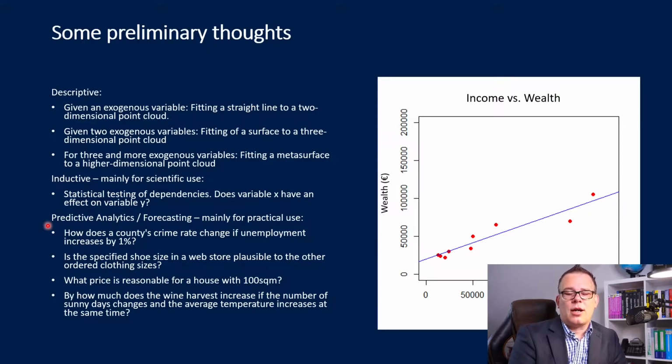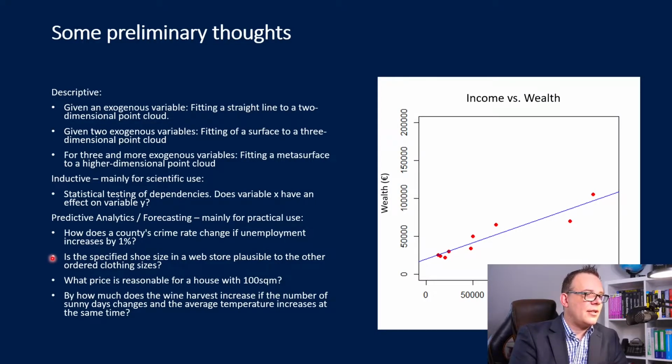Predictions or forecasting. Forecasting always means in the future. Predictions means now, but we don't know the response. Accordingly, we can predict a response. So, for example, how does a country's crime rate or county's crime rate change if unemployment increases by 1%? This is quite important for police work, for example. So we want to forecast what happens to our county. Do we need more policemen because the unemployment rate is rising?